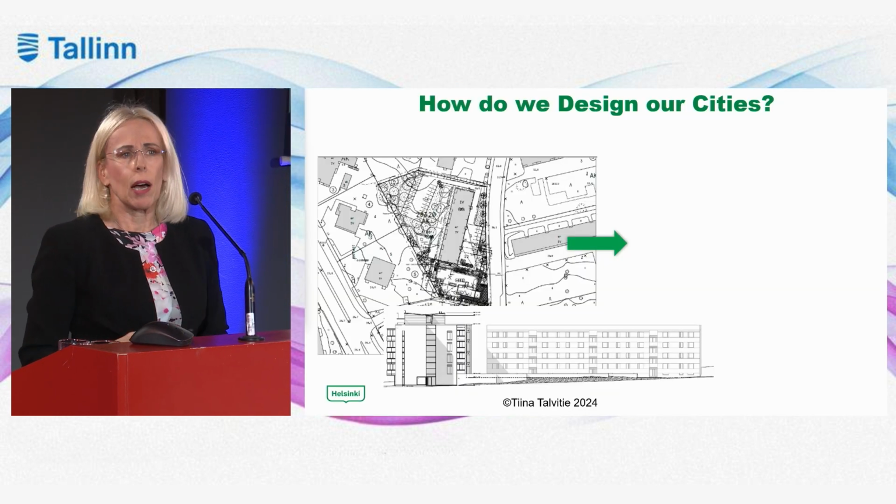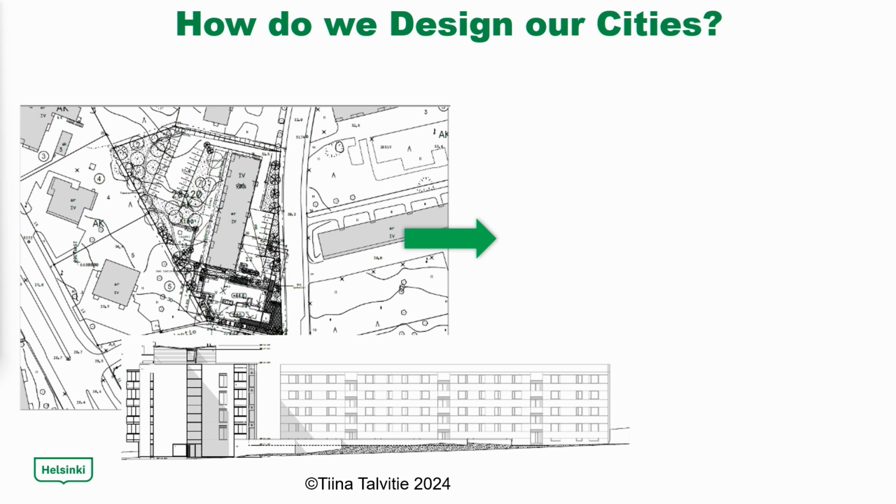And how do we design our cities? Here on the left, you can see materials from the building permit process of a new building. The same material is also used in neighbor consultation. So, perhaps not so easy for the neighbors to understand how the building would look when ready. How high is the building? How does it shade other buildings? What is the suitability to the surrounding nature or to the cityscape?